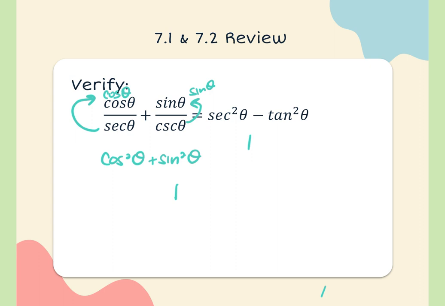So either way, if you start on the left, you get stuck at 1. If you start on the right, you get stuck at 1. Which means you kind of had to work both sides on this one, which is okay. Usually you want to stick to just one side, but if you get to 1 and you're stuck, you can keep going on the other side.